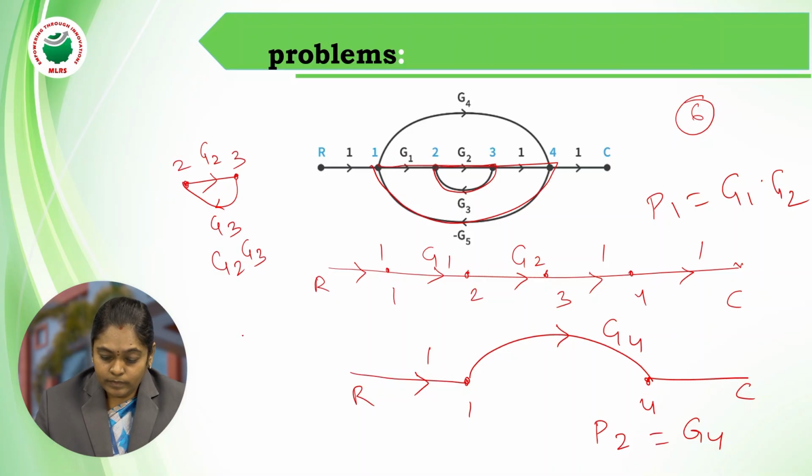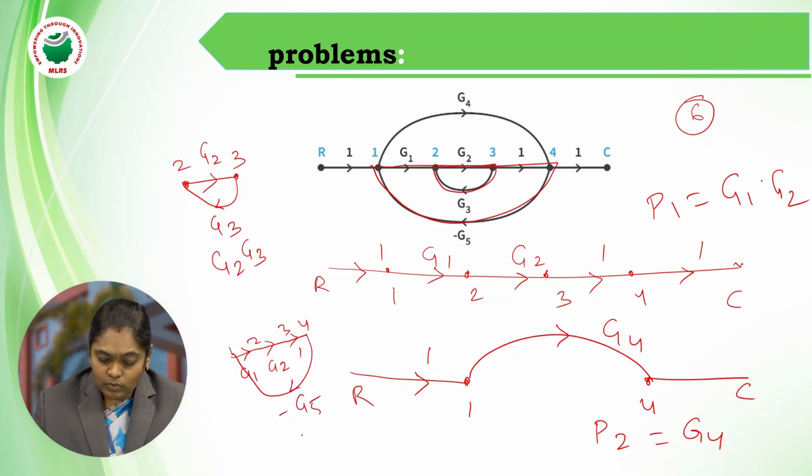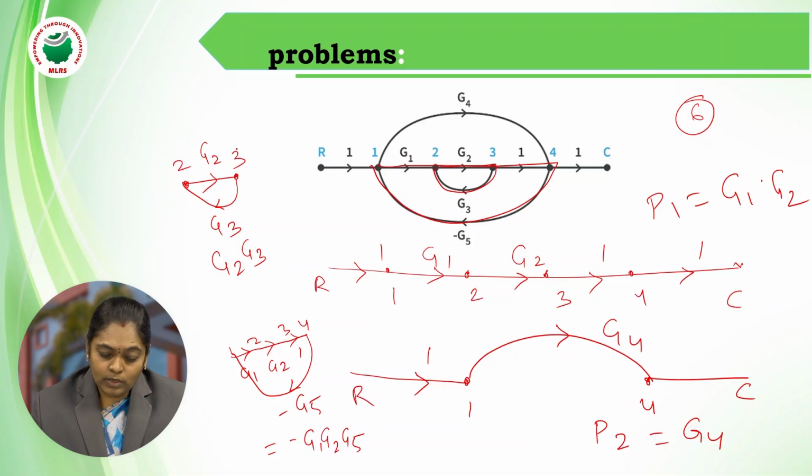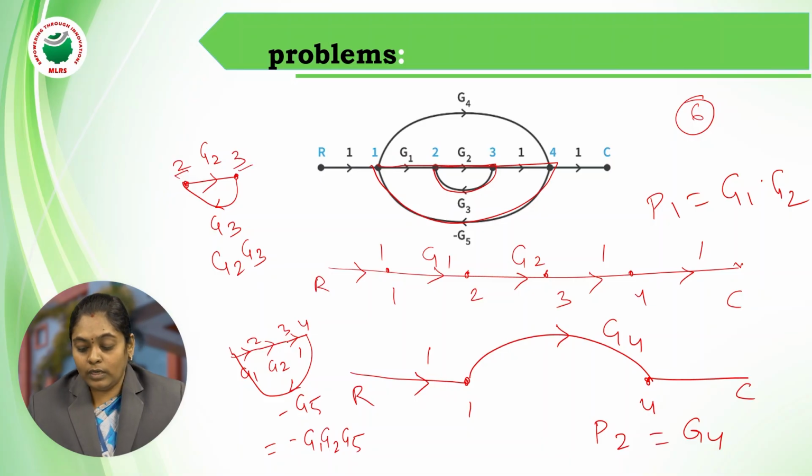Coming to the next one, starting from 1, 2, 3, 4. Between 1 and 2 it is G1. Between 2 and 3 it is G2. Again it is 1. And again it is coming back to 1, which is nothing but minus G5. So the closed loop path gain is minus G1, G2, G5. So from this we need to calculate next. If you observe here, the nodes are 2, 3, and here also 2, 3. As there are common nodes, there are no two non-touching loops.